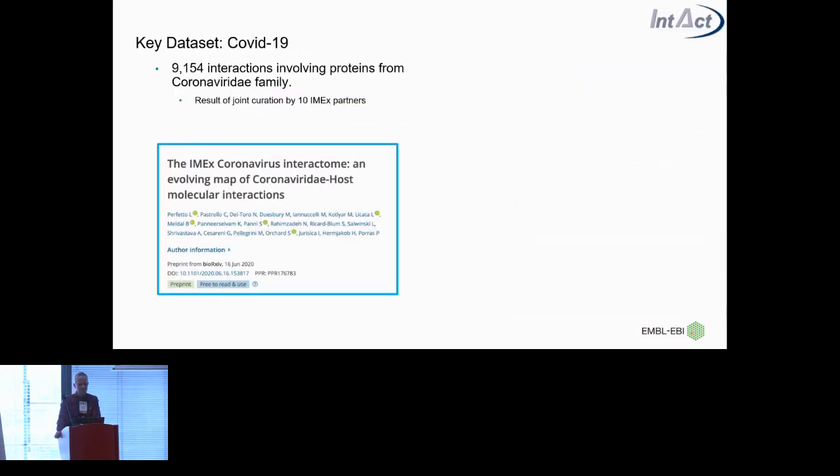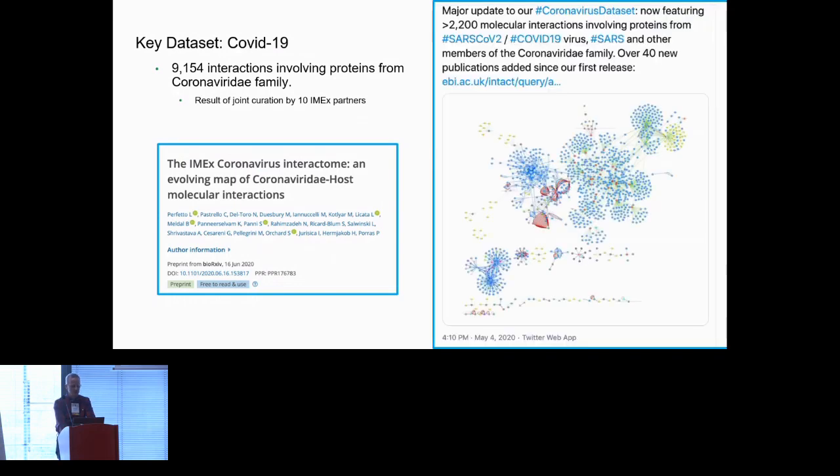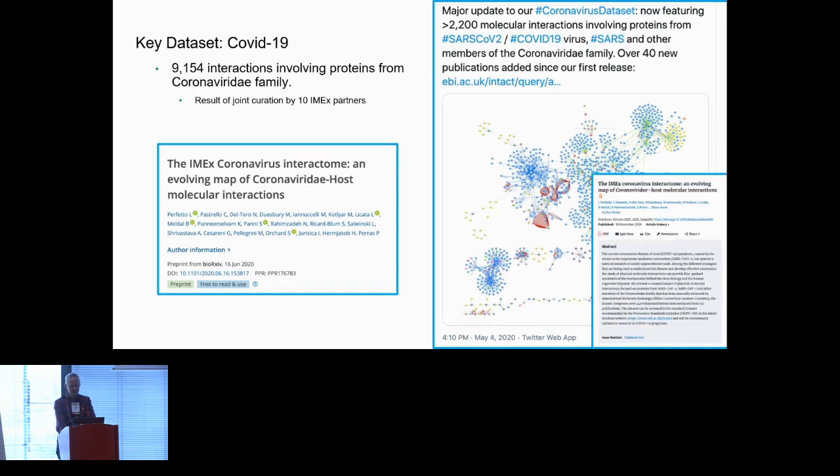Another key data set was the COVID-19 data set, again, because we quickly agreed on what to do and together we could fairly quickly come up with a large set of COVID-19 related interactions, which was then published and maintained over the COVID period. And it is still maintained in the sense that we still do the appropriate identifier mappings, but of course we're not focusing on this anymore.